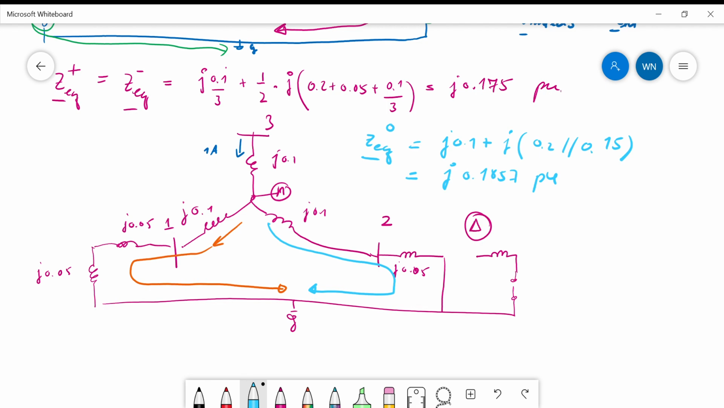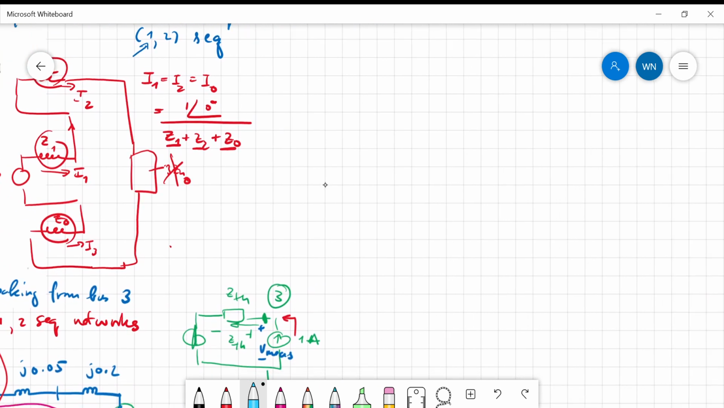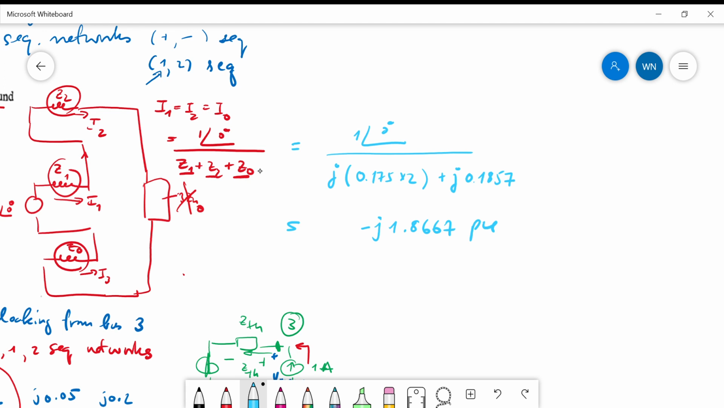As I said earlier, we have to determine the sequence current. The sequence currents for the zero, positive, and negative sequence networks are all equal. We just take the values you computed earlier, Z1, Z2, and Z0, and put them in this equation. So you have 1 angle 0 over j times, in this case Z1 and Z2 are the same, 0.175 multiplied by 2, plus j of Z0, which is 0.1857. So in this case, you have negative j1.8667 pu.